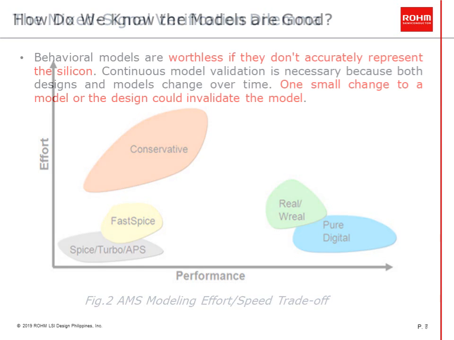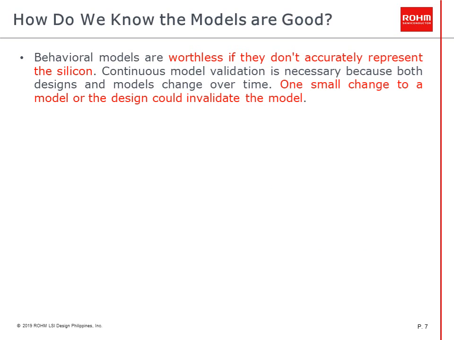How do we know the models are good? Behavioral models are worthless if they don't accurately represent the silicon. Continuous model validation is necessary because both designs and models change over time. One small change to a model or the design could invalidate the model.